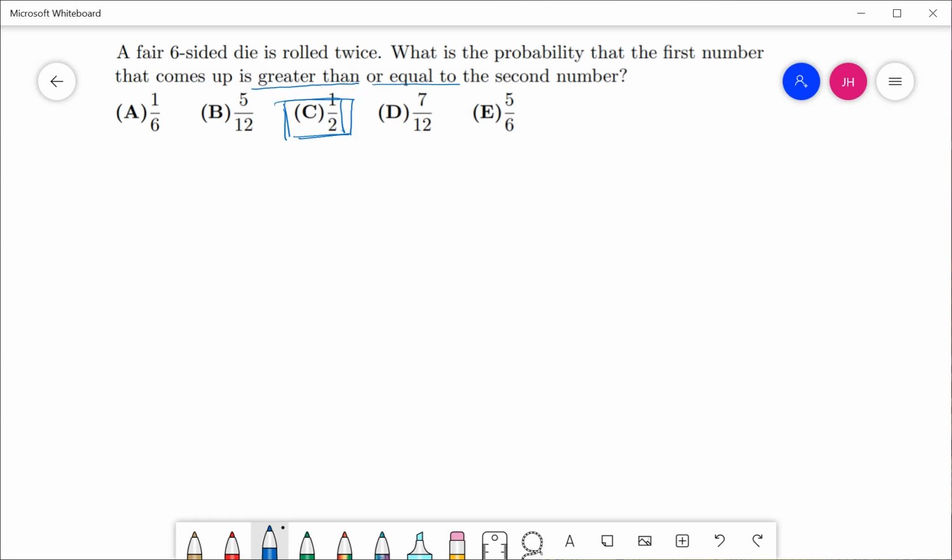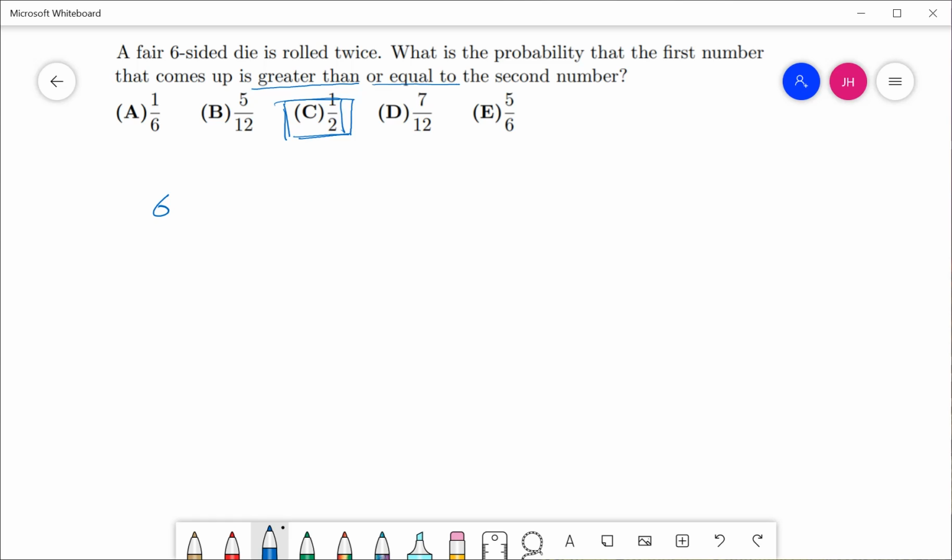Let's look at this problem. We will use the same motivation in a little bit. Before we calculate the probability, we want to count how many possible outcomes we may have when we roll a die twice. When we roll once, we have 6 possible outcomes: 1, 2, 3, 4, 5, 6.